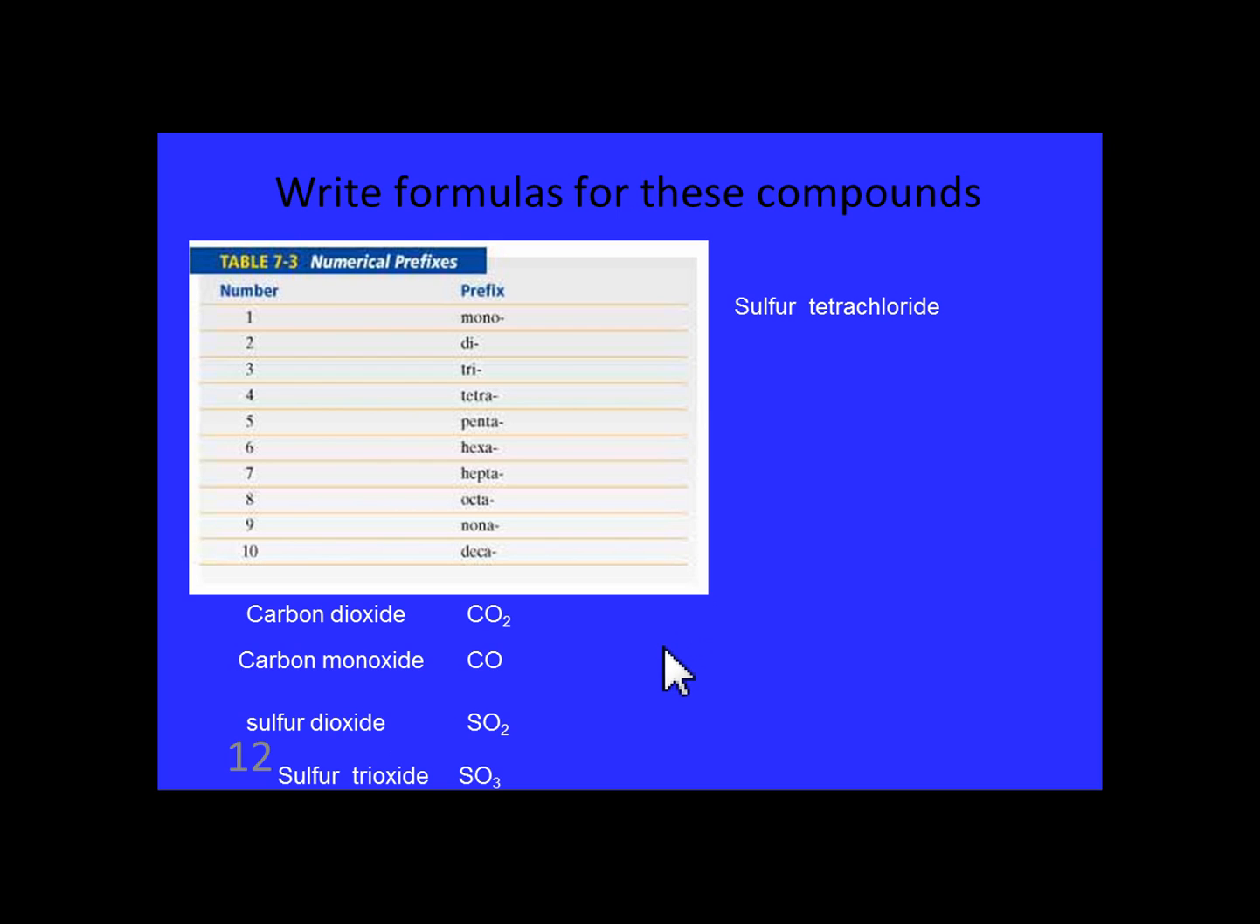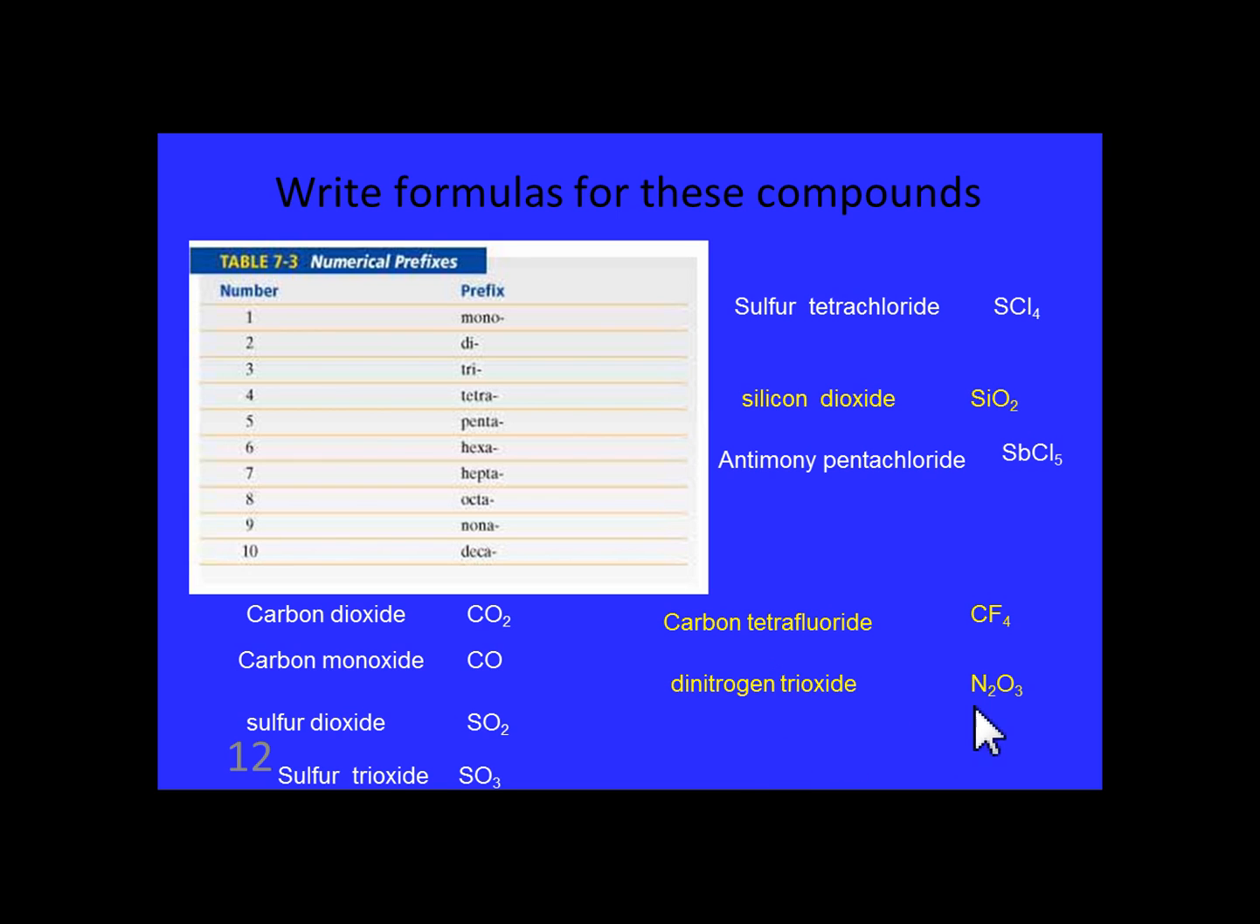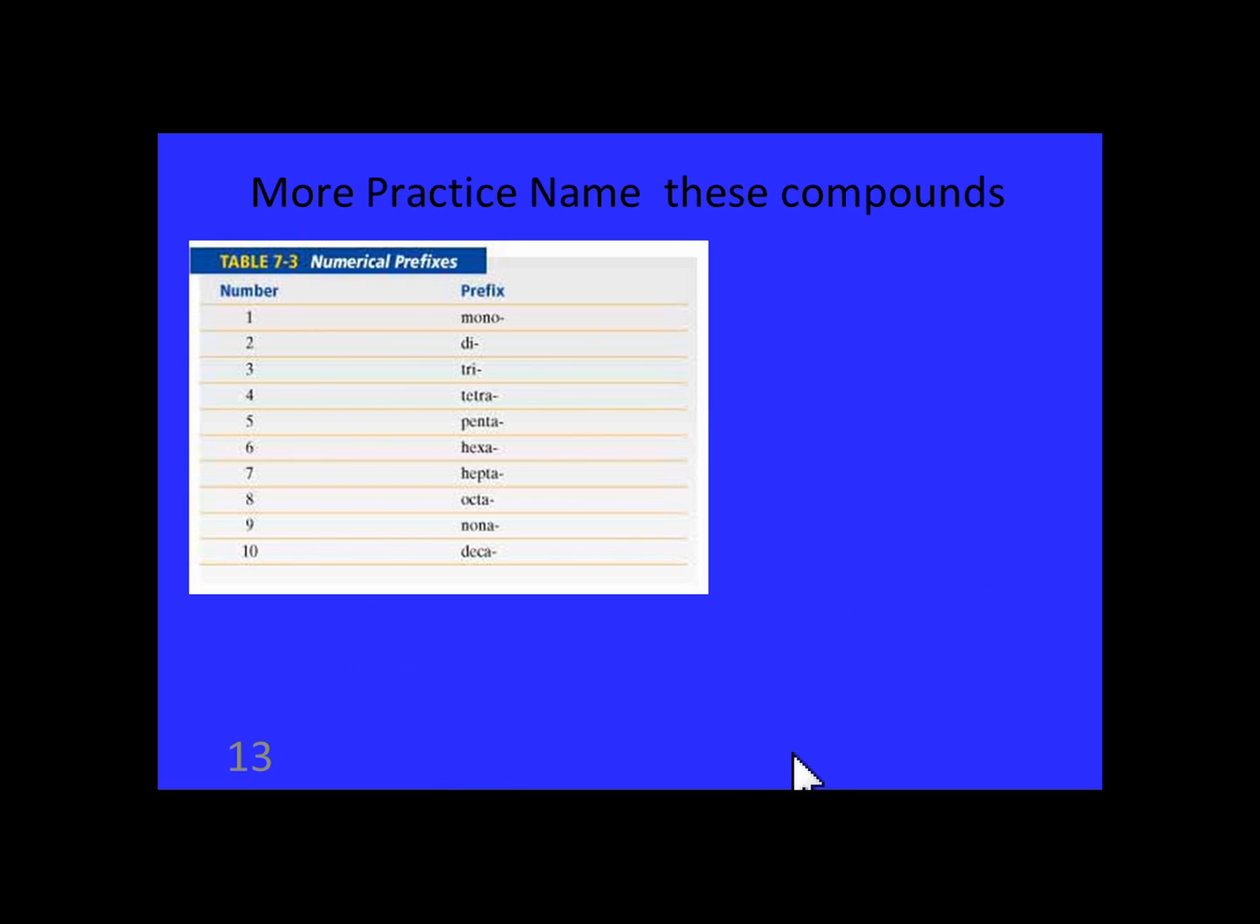Alright, sulfur tetrachloride, tetra, remember, means 4, so that's SCl4. And silicon dioxide is SiO2. Antimony pentachloride is SbCl5. Carbon tetrafluoride is CF4. Dinitrogen trioxide, 2 nitrogens and 3 oxygens, is N2O3.